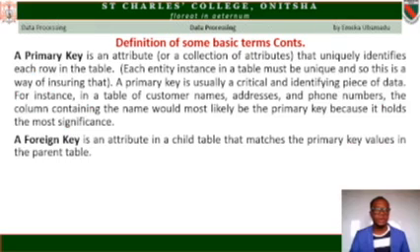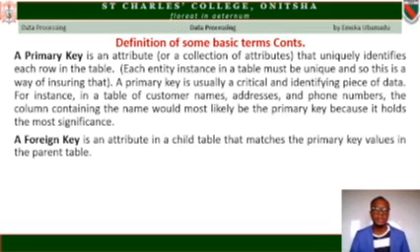Now we'll go over to primary key. A primary key is an attribute or a collection of attributes that uniquely identify each row in a table. Each entity instance in a table must be unique, and this is a way of ensuring that. A primary key is usually a critical and identifying piece of data. For instance, in a table of customer names, addresses, and phone numbers, the column containing the name would most likely be the primary key because it holds the most significance.